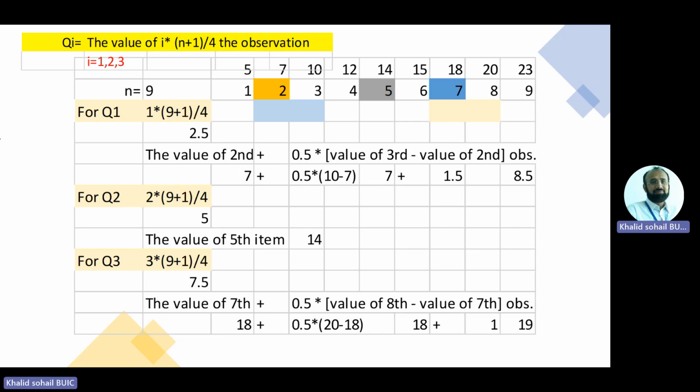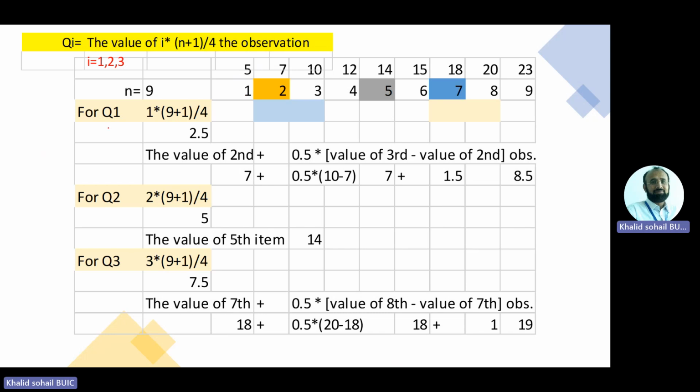Here we have the example. Let's say we have the numbers 5, 7, 10, 12, 14, 15, 18, 20, and 23. First of all, we should sort the data, and it is already in sorted form. If the data is not sorted, first we should sort it. I have taken the example where the data is already sorted. So we make the positions, because we have 9 numbers, we are making positions 1 to 9.